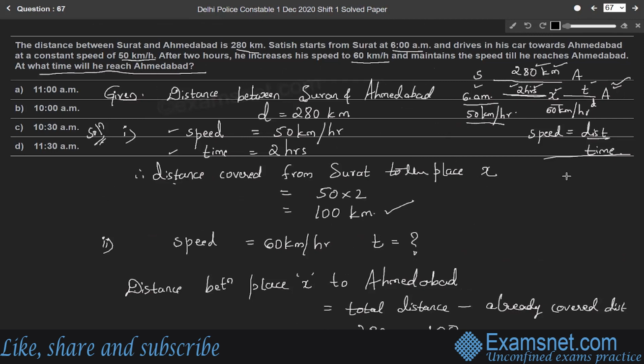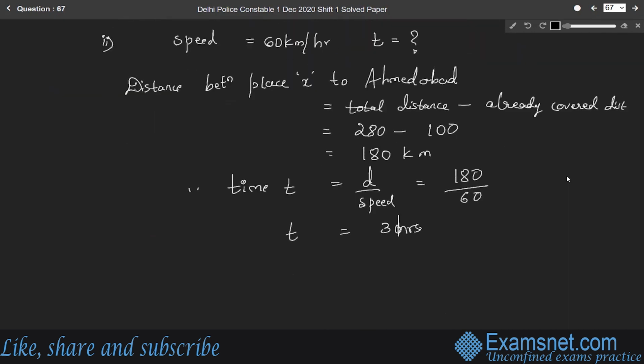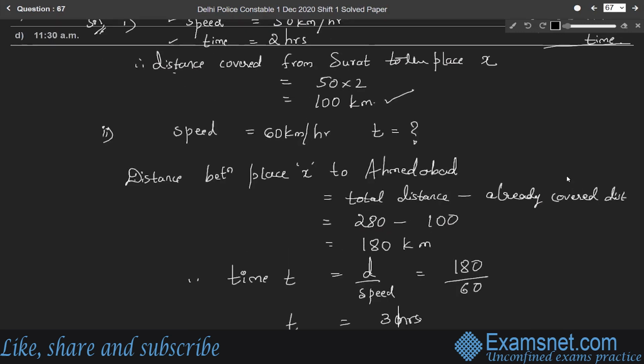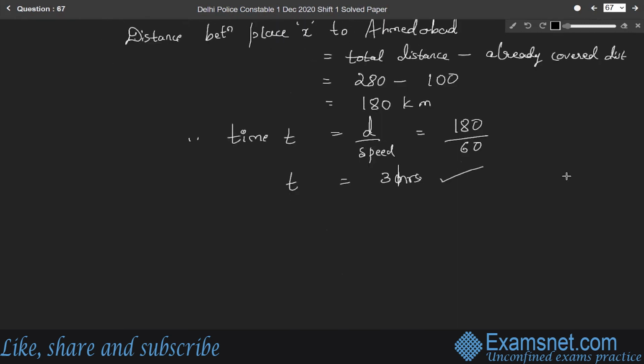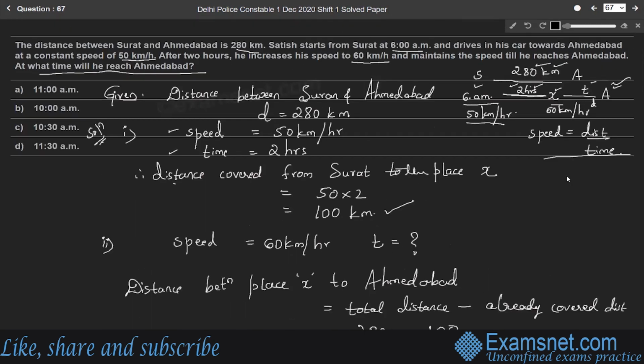He started at 6 a.m., and the total time taken is 2 hours in the first part of the journey plus 3 hours in the second part, which is 5 hours. Therefore, 6 plus 5 is 11 a.m. Satish will reach Ahmedabad at 11 a.m. Right? Therefore, option A is the right answer.